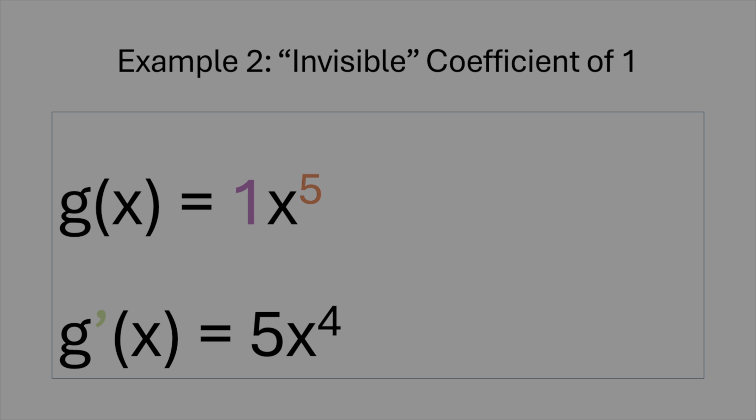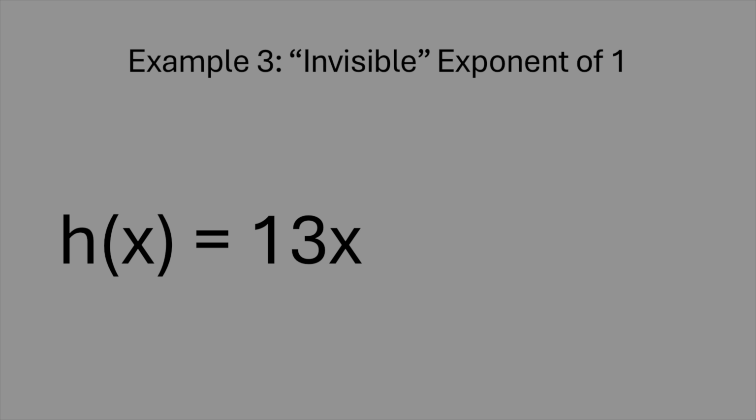Nothing too bad about that, but what if this time the exponent is invisible instead of the coefficient? This particular type of example has an extraordinary shortcut that you can think through, but I'm going to prove to you that it works using the power rule. So look at the function here, h of x equals 13x. I was just saying how the exponent this time is invisible, and what I mean by that is that when you just have an ordinary variable x, the exponent is technically 1, right?